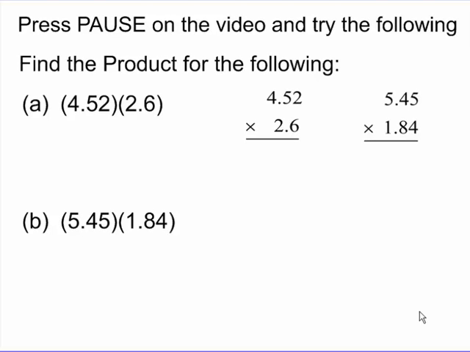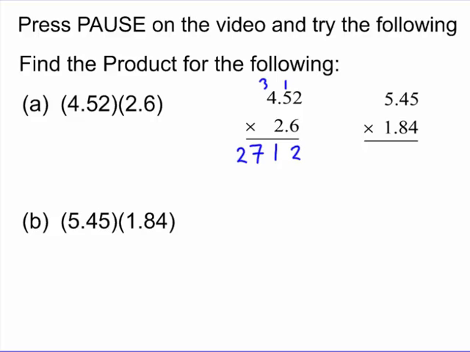Okay, welcome back. So we're going to multiply 4.52 times 2.6. All right, and I'll do this with column model number 2. So 6 times 2 is 12, carry the 1. 6 times 5 is 30, plus 1 more is 31. Carry the 3. 6 times 4 is 24, plus 3 more, 27.